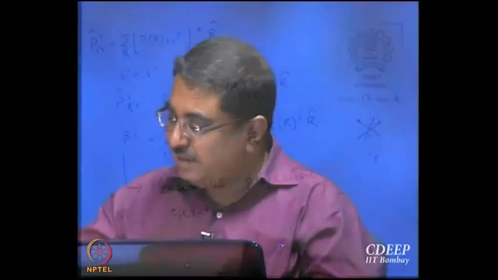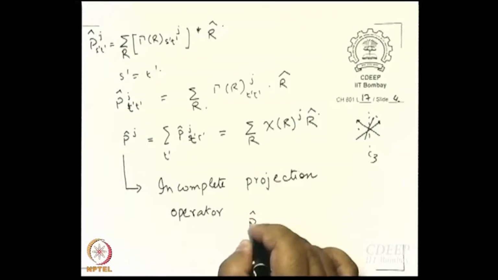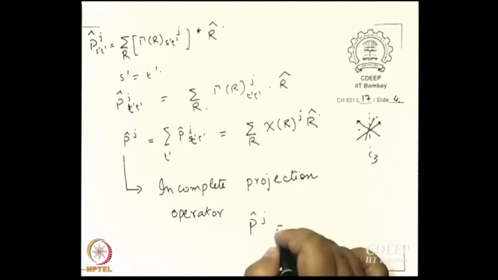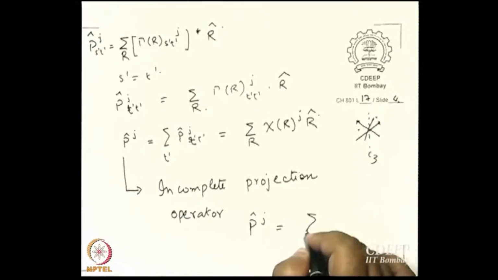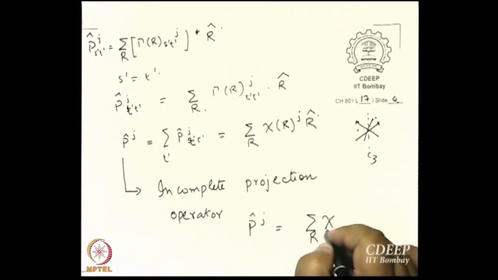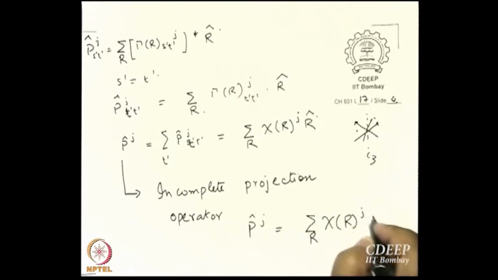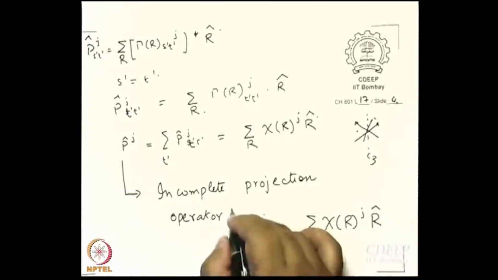9, right? Instead of that, if you work with the character, how many numbers would you have per matrix? 1. Only the character, right? That is the advantage of using an incomplete projection operator, and it does the same thing. So remember, this is what is going to be very useful for us for the rest of our course. Pj equal to sum over R chi R j R hat.